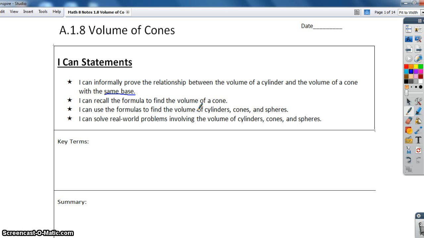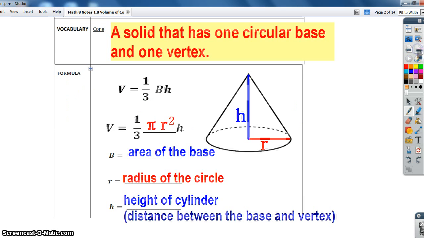And we've already done cylinders, so today we're going to be working with cones. Tomorrow we'll do spheres, and solving real-world problems involving cylinders, cones, and spheres volume. Vocab for today, you have one vocab, and it is cone. Cone is a solid that has one circular base and one vertex. So get that written in your notes, please.